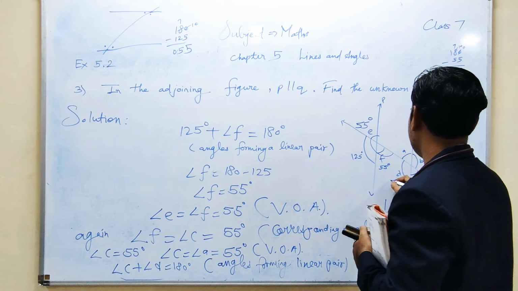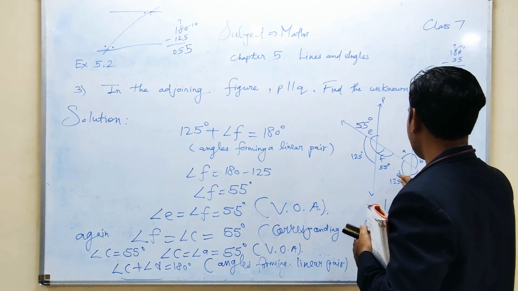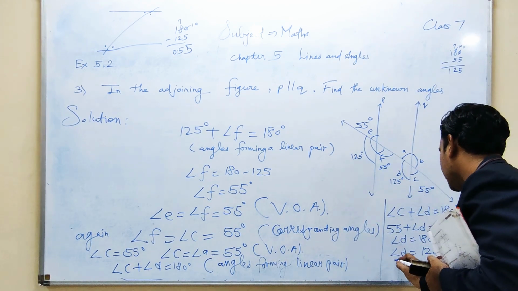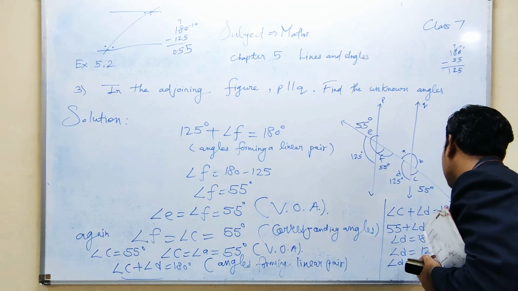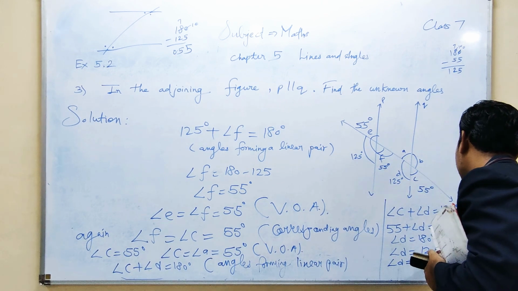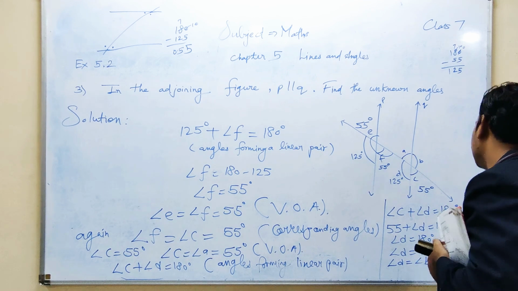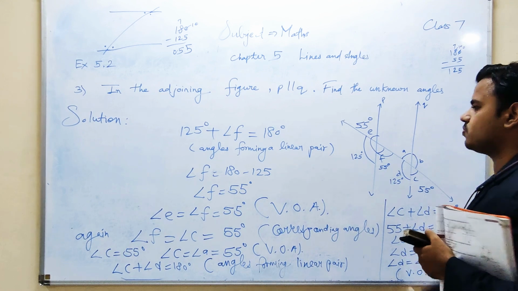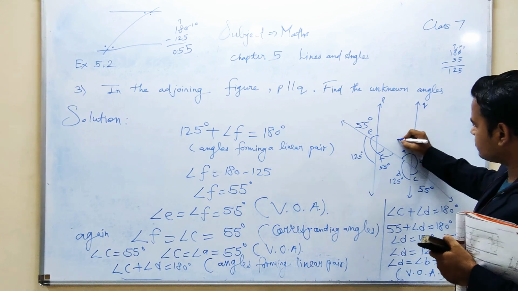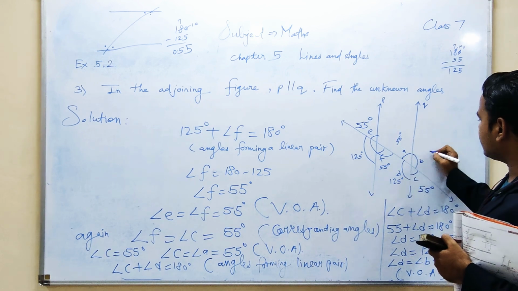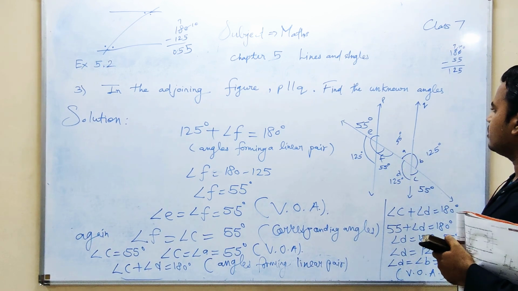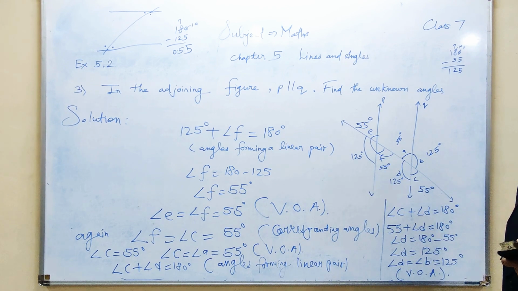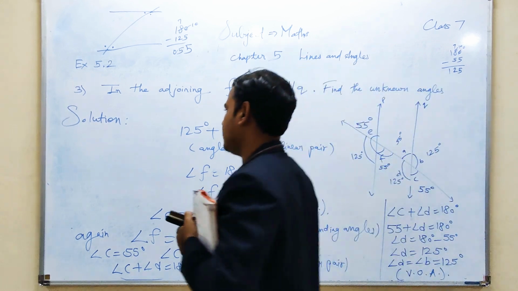This angle is also 125 degree, and angle D is also equal to angle B. Why? Because these are vertically opposite angles. Again we can write angle D is equal to angle B is equal to 125 degree. Reason, again you can write vertically opposite angles. Okay, so this was all. This is 55, so this will also be 55. This is 125, so this will also be 125 degree. So in this way we have found all the unknown values. So this was your example number 3.